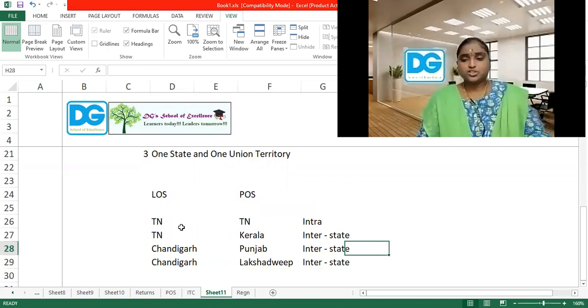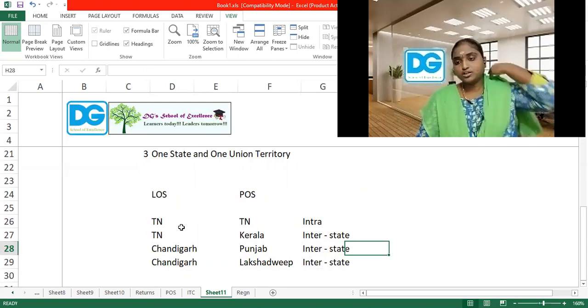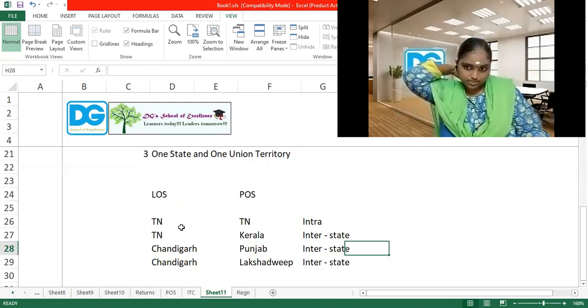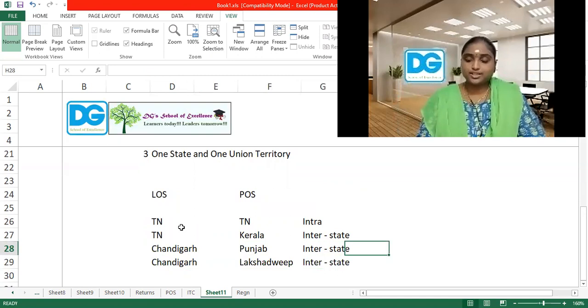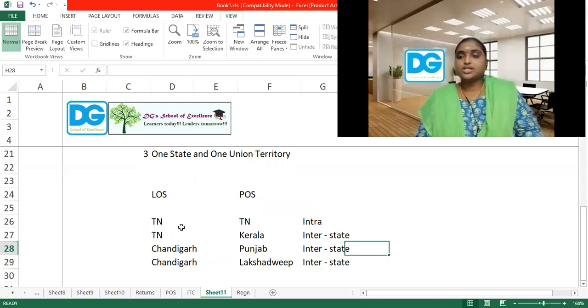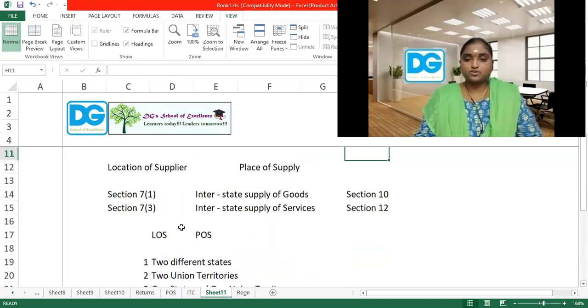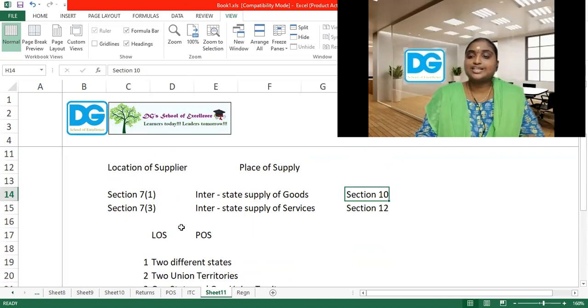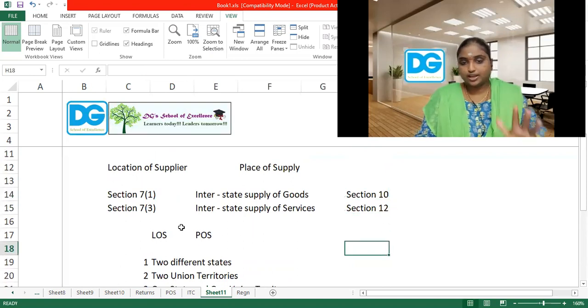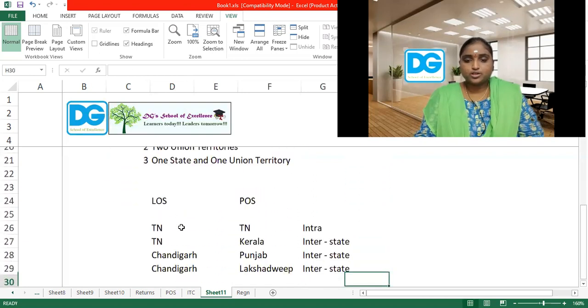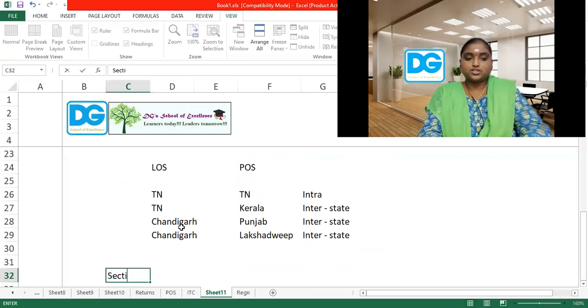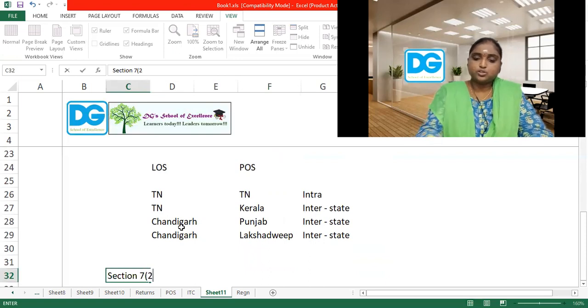Section 7 subsection 1 and section 7 subsection 3 talk about interstate supply. Subsection 1 is for interstate supply of goods, and subsection 3 is for interstate supply of services. For goods you have to determine the place of supply based on section 10 of IGST Act; for services it is based on section 12 of IGST Act. That is the difference. Now let us move on to section 7 subsection 2.